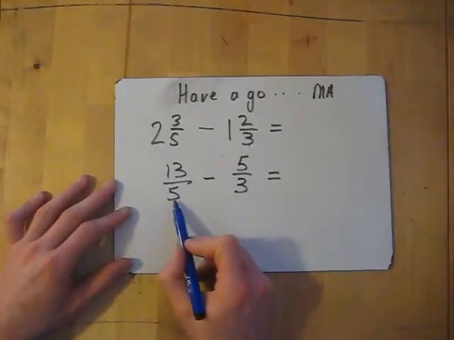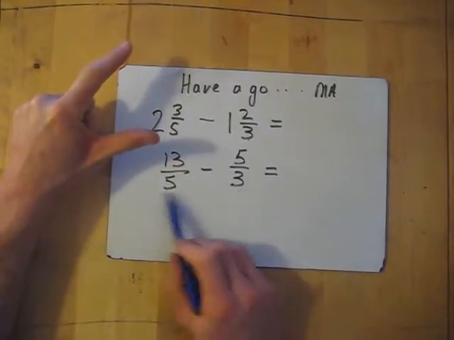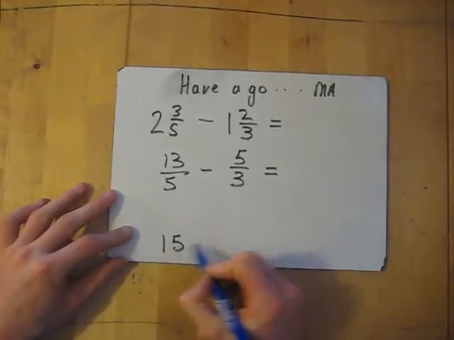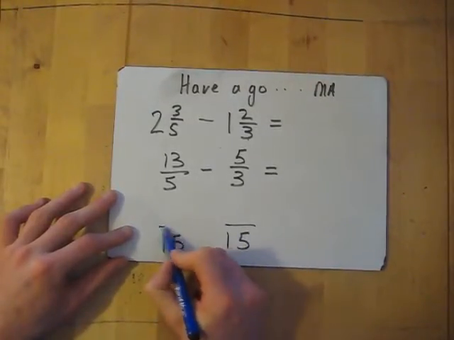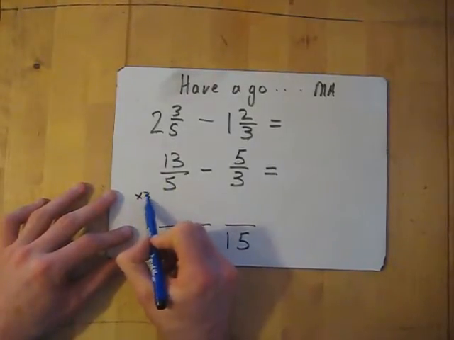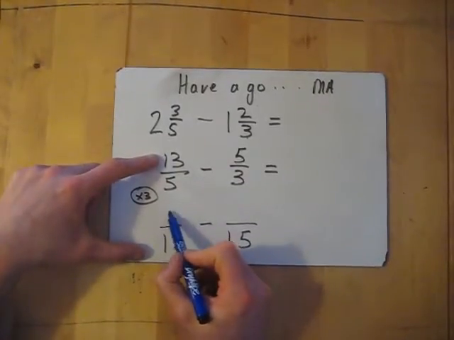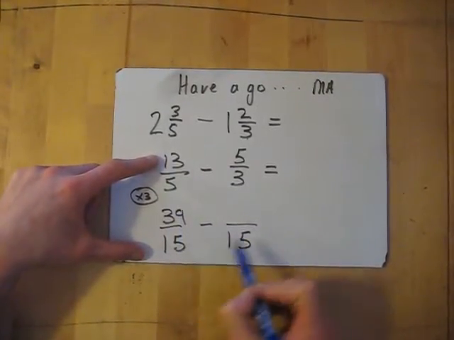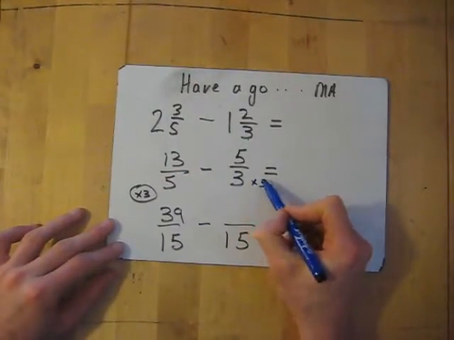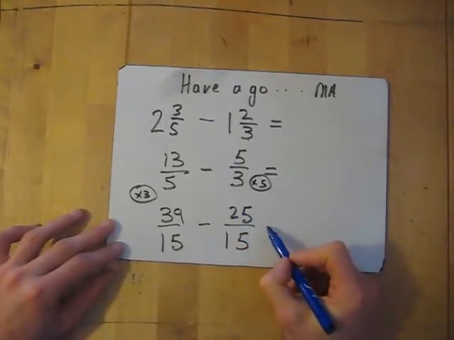So I need to find the common multiple between 5 and 3. So 5 obviously doesn't work. 10 doesn't work. 15 works for the both of them, so 15. Let's turn them both into 15ths. Now what have I done to 5 to get to 15? I've times by 3. So I have to times the top by 3. So 3 times 13 gives me 39. What have I done to 3 to get to 15? I've times it by 5. So I have to times the top by 5. So 5 times 5 is 25.